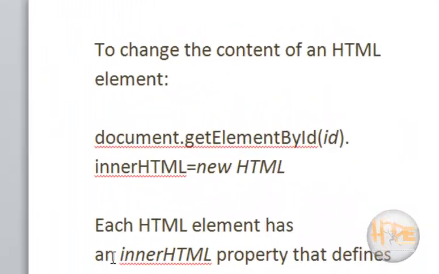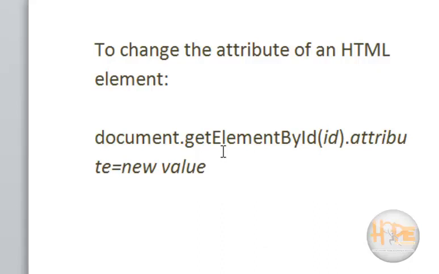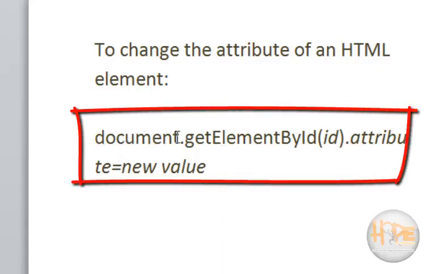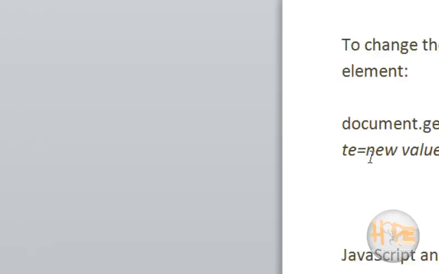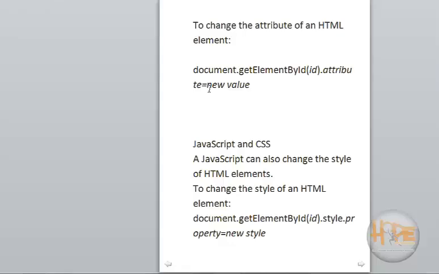Now, how to change the attribute value of an HTML element? This is the syntax: document.getElementById method, which contains the ID name as the parameter value, and then the attribute property is equal to any new value to replace the old value of that attribute of the HTML element. Let's see the example.